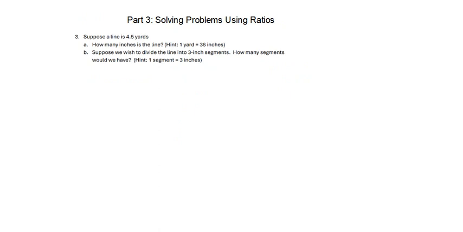All right, suppose a line is 4.5 yards. How many inches is in the line? So the hint that we're going to use is 1 yard equals 36 inches. So I'm going to make a mini table. Let me show you what I mean. So for our conversion, we're given yards, and we like to change it into inches. And we already know, thanks to the conversion, that 1 yard is the same as 36 inches.